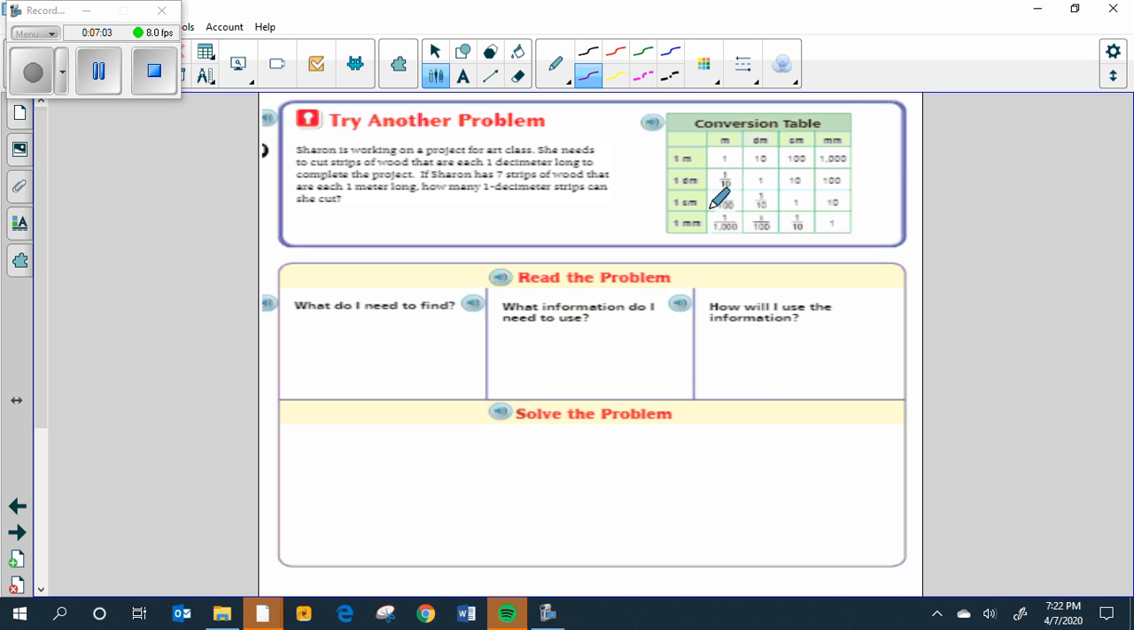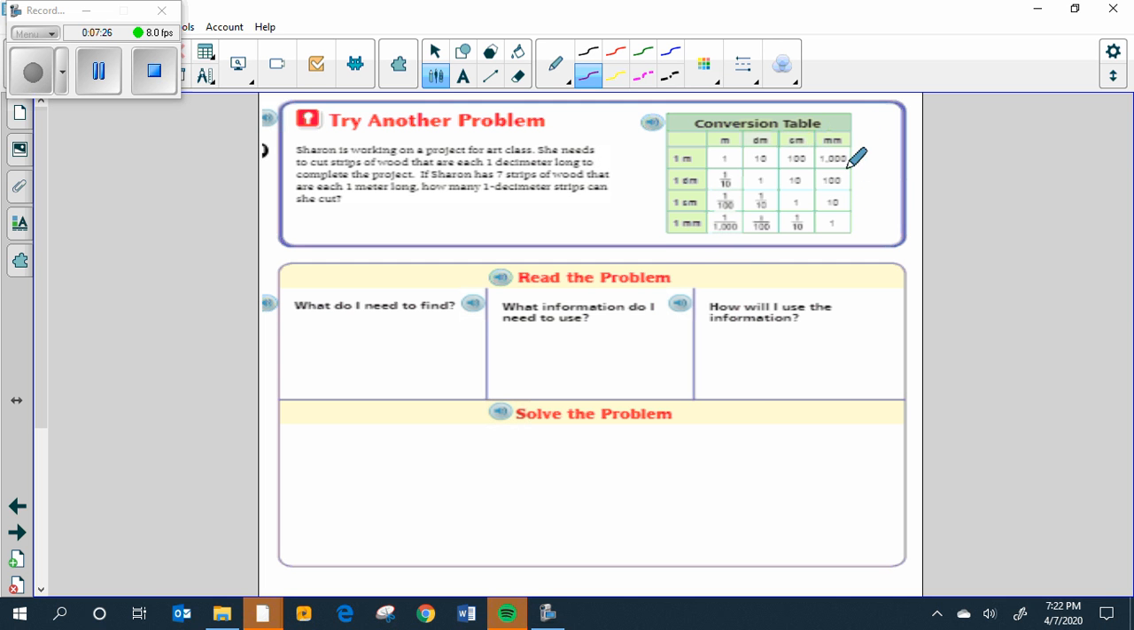And then 1 centimeter, well, we can see up here it takes 100 centimeters to make 1 meter. So 1 centimeter is 1/100th of a meter. 1 centimeter is 1/10 of a decimeter. 1 centimeter is 1 centimeter, and 1 centimeter is 10 millimeters.